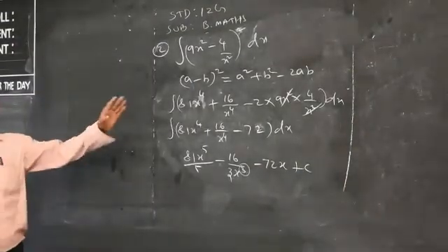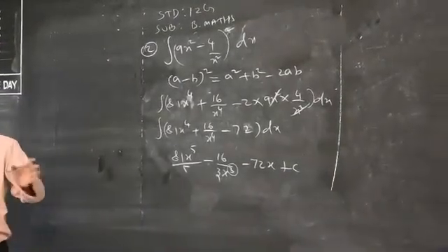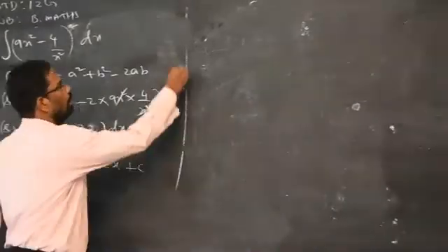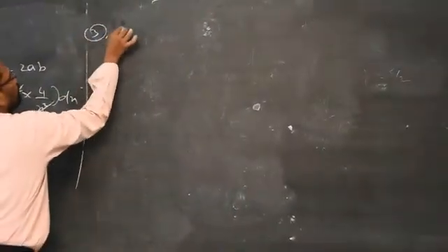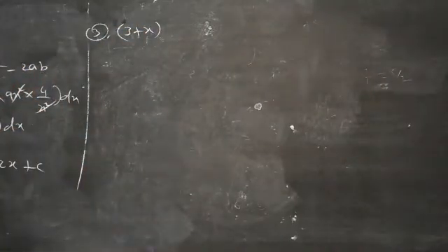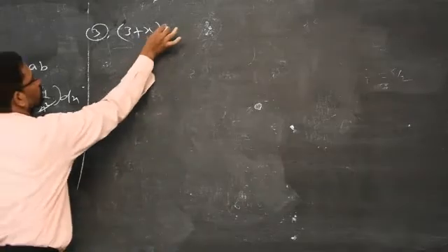Sums 3 and 4, I explain, you try at home. Sums number 5 and 6, I will do it now. Sum number 3: (3 + x)(2 - 5x).